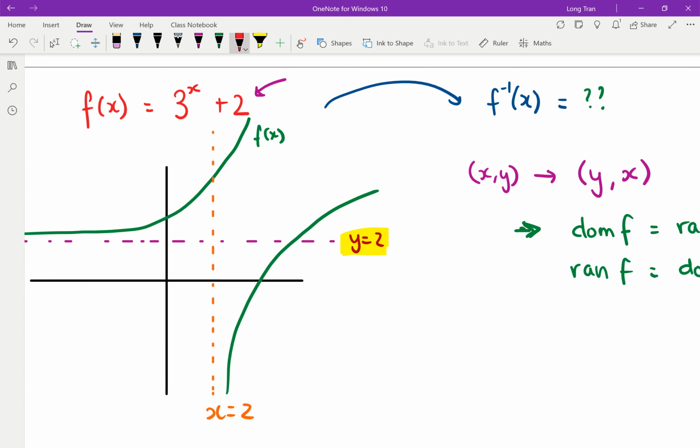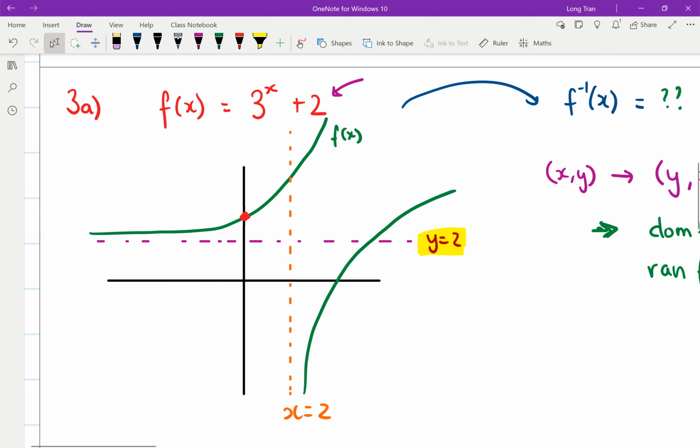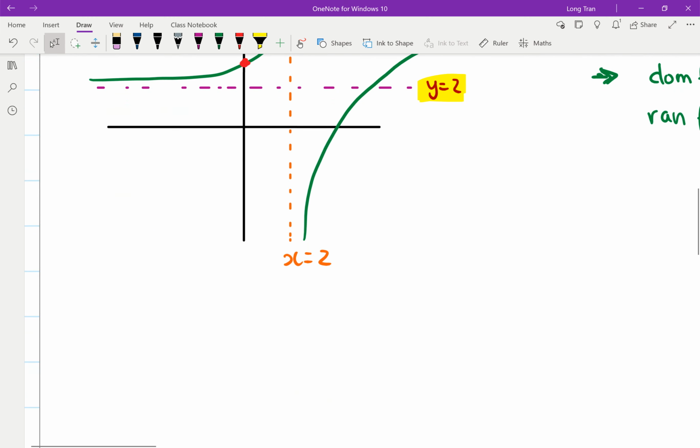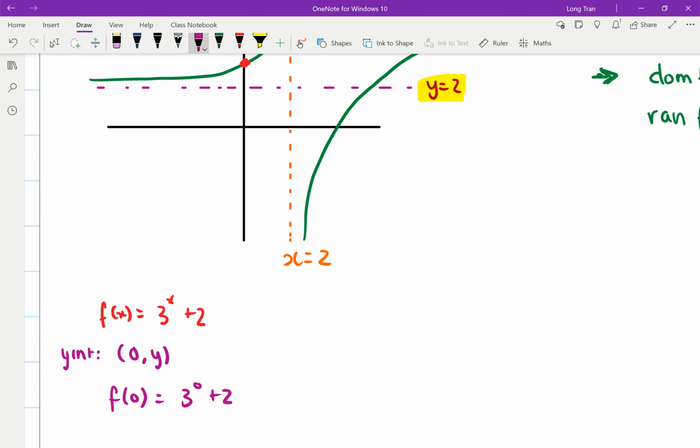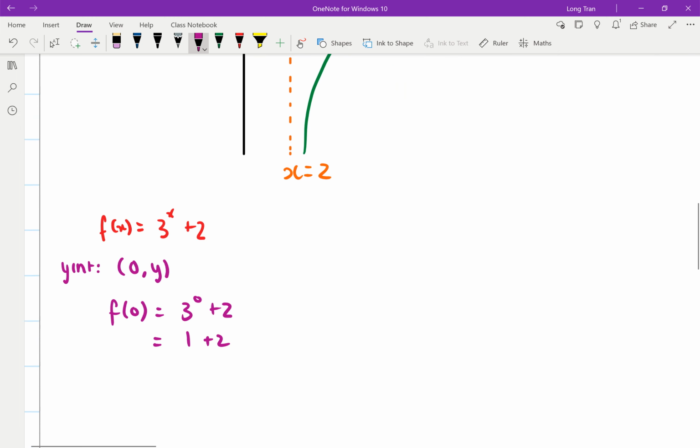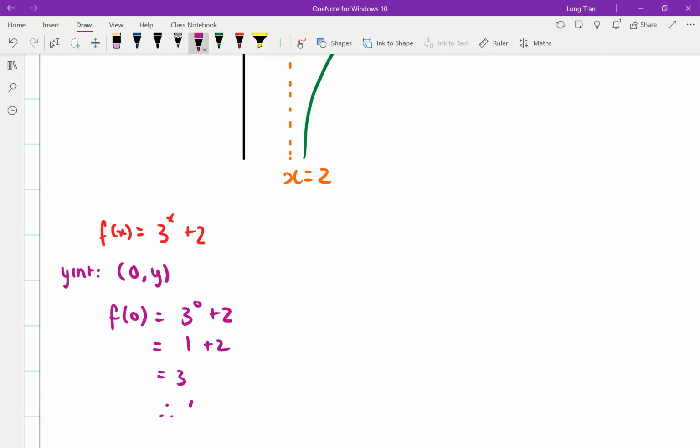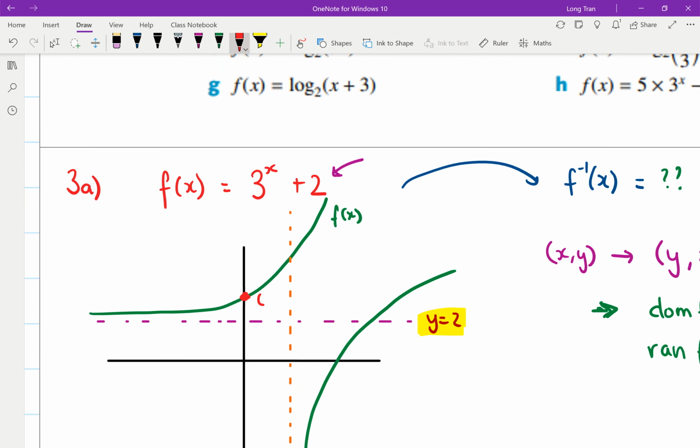Well, if you knew the first one over here, which is the y-intercept, true? That's the only intercept that you've got. For the function f of x equals 3 to the power of x plus 2, you can find the y-intercept, which we know is when x is equal to 0. So let x equal 0, and you don't know what y is. Therefore, f of 0 is equal to 3 to the power of 0 plus 2. 1 plus 2 equals 3. So therefore, your y-intercept is at (0, 3). That means over here, I now know this is (0, 3).